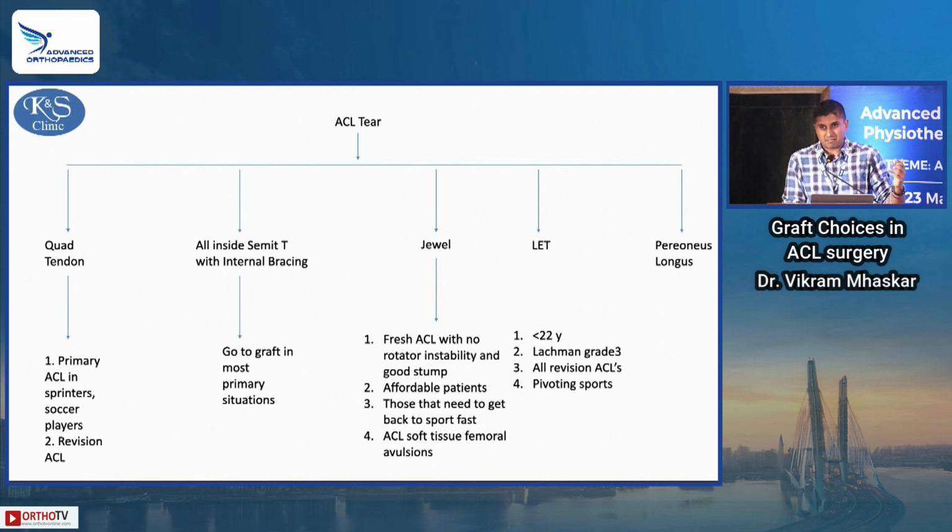LET, that's an additional ligament at the side to avoid rotatory instability. In those less than 22, because they have a long way to go, so I need a seat belt for my ACL. Pivot shift grade 3, not Lachman grade 3. All revision ACLs and pivoting sports. When do I use the peroneus longus? Never for any primary ACL reconstruction.